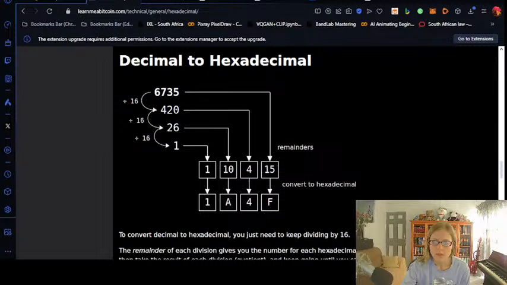16 goes into 6,735 420 whole times. So we're going to say 420 times 16. And then all we do is we work out the difference between 6,735 and our answer, which is 6,720. So if you do that on your calculator, you should see that you get 15.